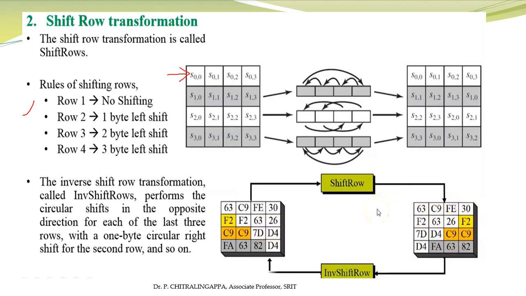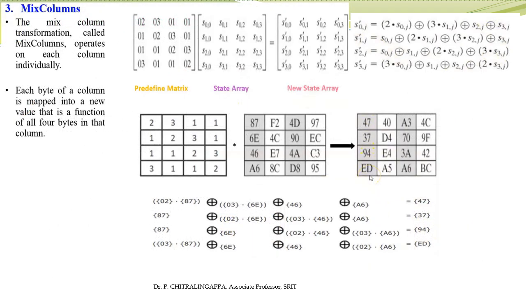The second row is going to be 1 byte left shift. The third row is 2 byte left shift. The fourth row is 3 byte left shift. Like that, you can apply the left shift for the shift row transformation. Finally, we'll get something. And mix columns.